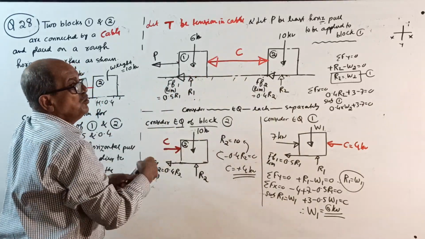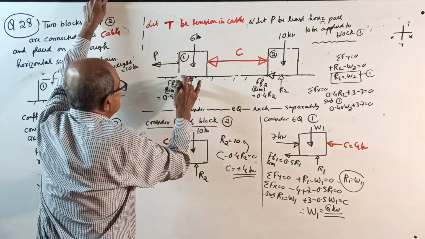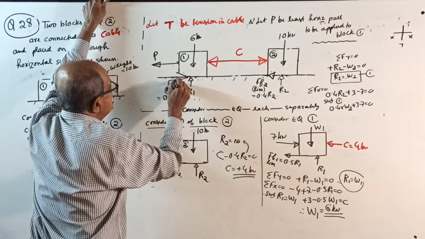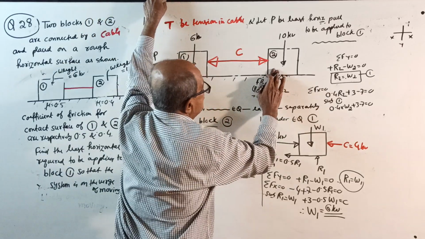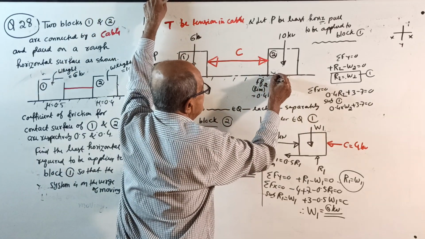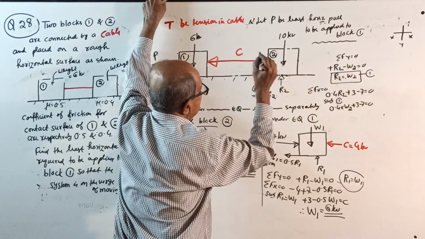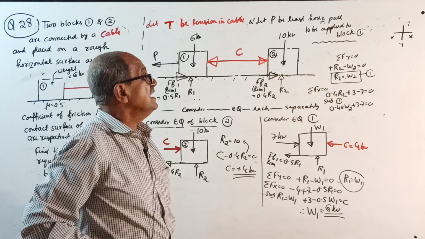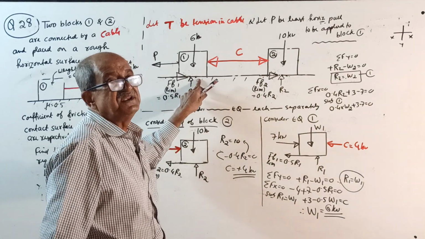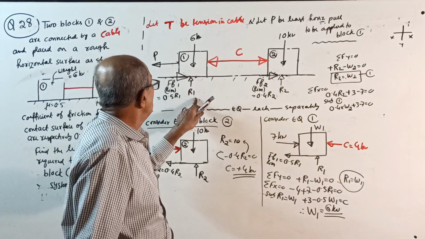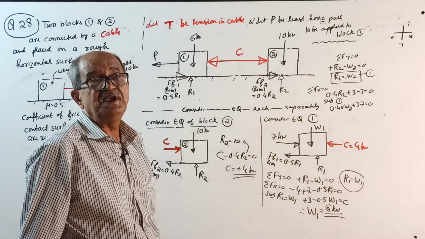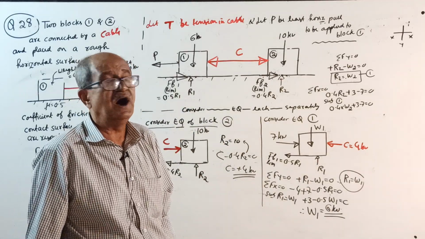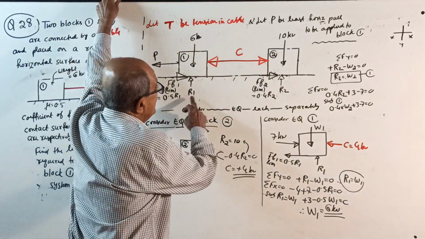So the system is moving to the left side. Frictional force will be to the right side. Here also, frictional force will be to the right side. See? Right side. Those who are serious, you should write everything. Coefficient of friction here is 0.5. Let R1 be the normal reaction. So frictional force limit equal to mu into R1 equal to 0.5 R1, FF2.